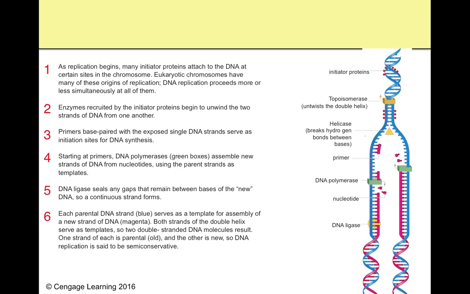Both strands of the double helix are going to serve as the template, and so two double-stranded DNA molecules result. One strand is parental or old, the other is new, and that's where we get this term semi-conservation. And so semi-conservative replication, we've got a blue strand with a pink strand, an old blue strand with a new pink strand. And that is how we take one DNA molecule and we turn it into two with identical information. We hope. Hopefully, identical information.